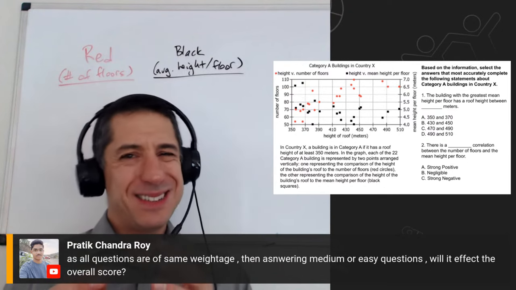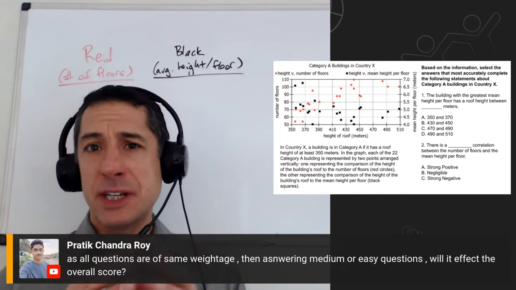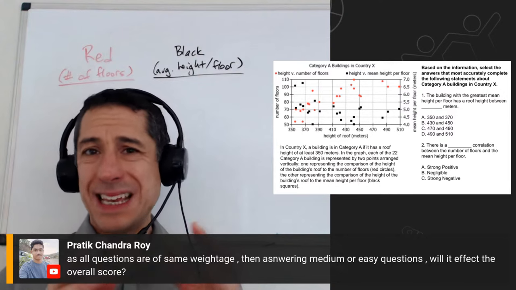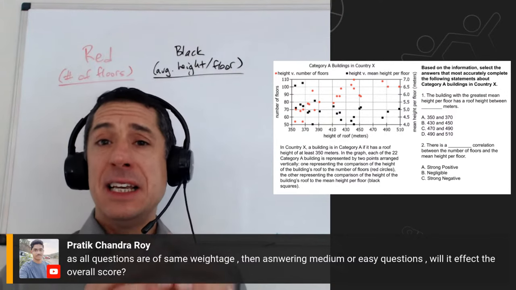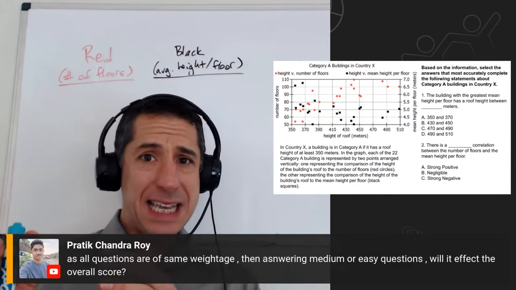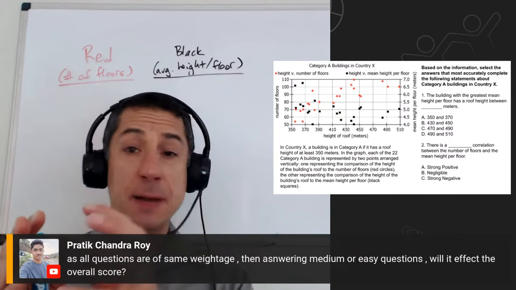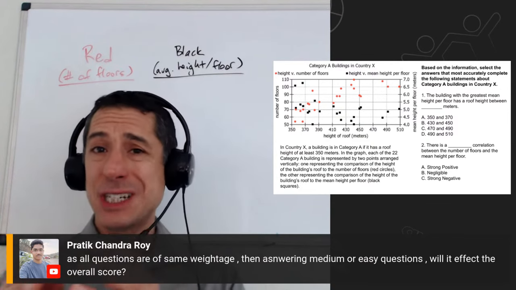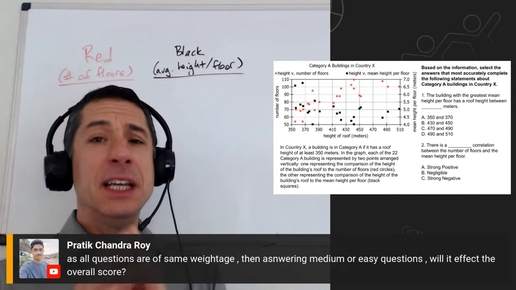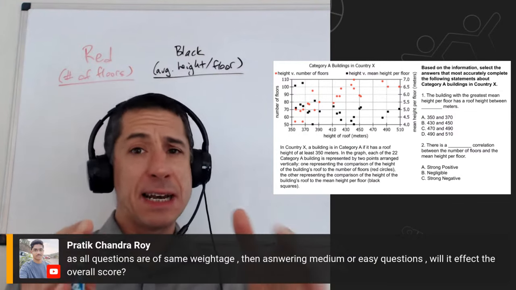Yeah, it's broadly correct to say the questions are of the same weightage, but the issue with adaptive testing is that every question you see depends on your performance up to that point. So when you see question number 10 in a section, for example, your performance on questions 1 through 9 is going to be taken into account.